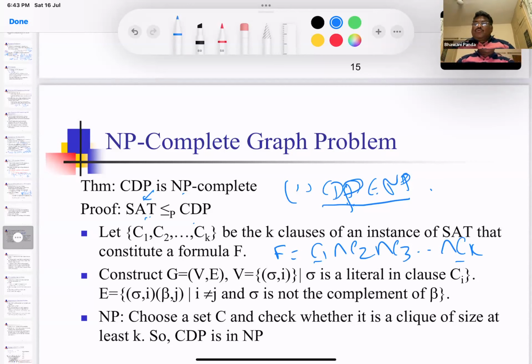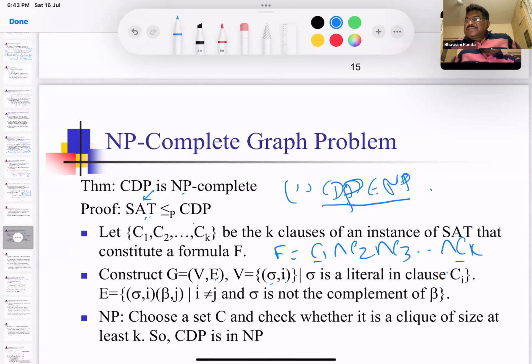So we construct a graph (V, E), where the vertex set is the ordered pairs (sigma, i), where sigma is a literal in the clause Ci. So for each clause Ci, say Ci has 5 literals, so I will have 5 vertices: the first literal with i, the second literal with i, the third literal with i, and so on. So these are the vertices.